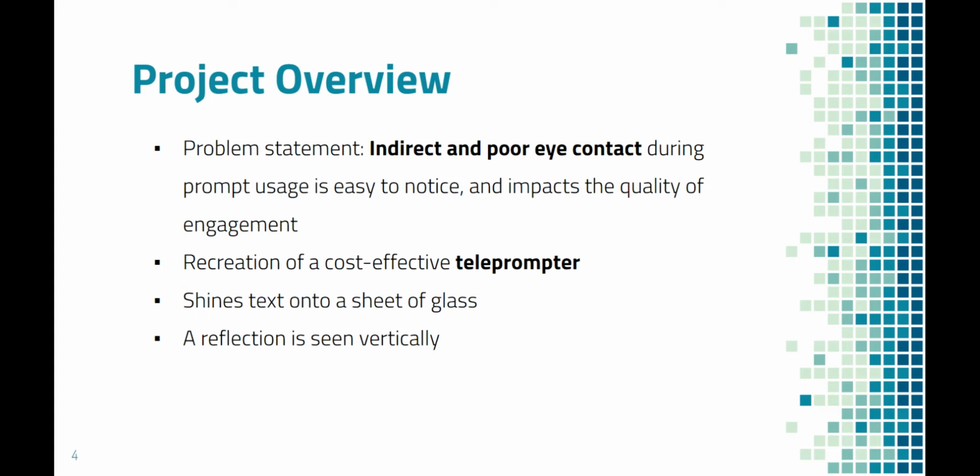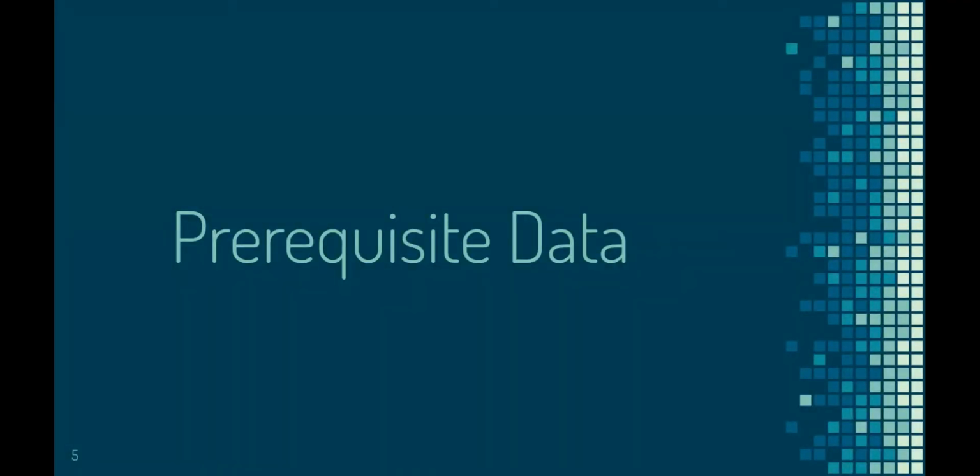This project is to create a teleprompter which reflects horizontally displayed text onto a sheet of glass while invisible on the other side, and effectively solves the problem of indirect eye contact. And compared to the expensive commercial teleprompters, the one I will make is cost-effective and more affordable. In order to successfully create a teleprompter, I'll first do my research and get a better understanding of the mechanism.